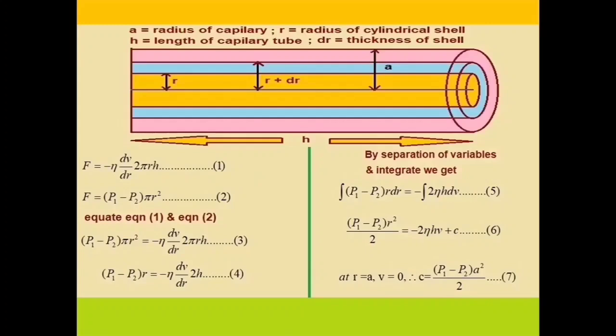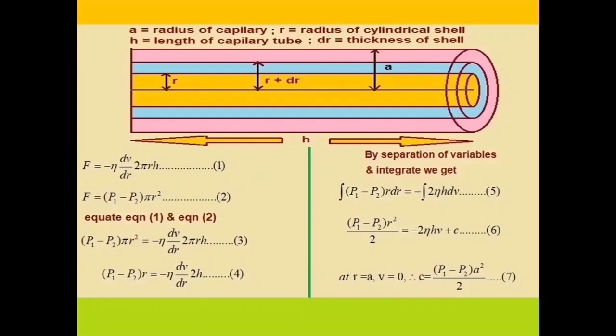Consider a cylindrical shell of liquid with radius r and thickness dr. Let the velocity of the liquid at the inner surface of the shell be v and at the outer surface be v minus dv, so that the velocity gradient at the layer is dv by dr. The viscous drag per unit area is given by eta into dv by dr, where eta is the coefficient of viscosity.